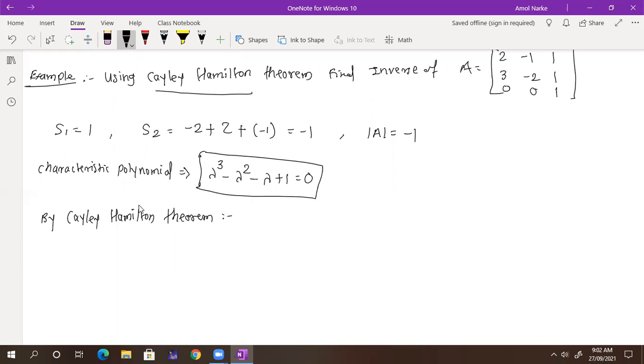So for the Cayley-Hamilton theorem, what I'm getting is A cube minus A square minus A minus identity matrix, which is equal to 0. Here we have determinant of A which is not equal to 0. We already calculated that. It means A inverse exists. So multiply by A inverse.